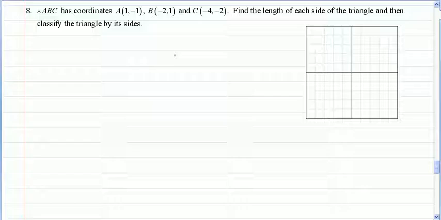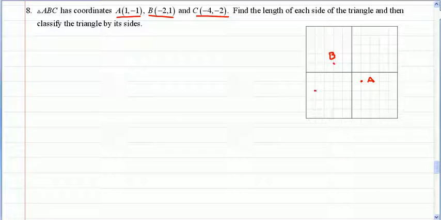For number 8, we have triangle ABC that has coordinates of A (1, -1), so right 1, down 1 is right here, and then B (-2, 1) is left 2, up 1, and then C (-4, 2) is left 4, down 2. And if I connect the points, I have my triangle, and we want to find the length of each side and then classify it by its sides.